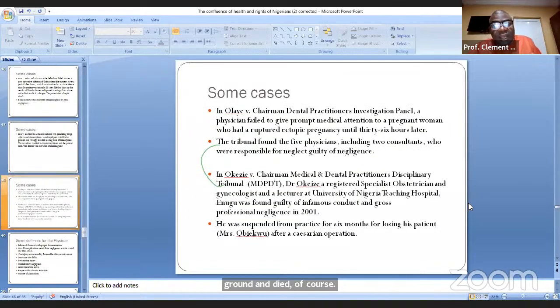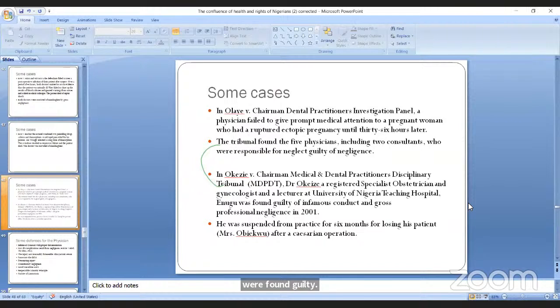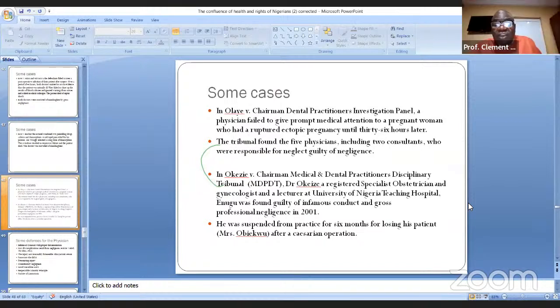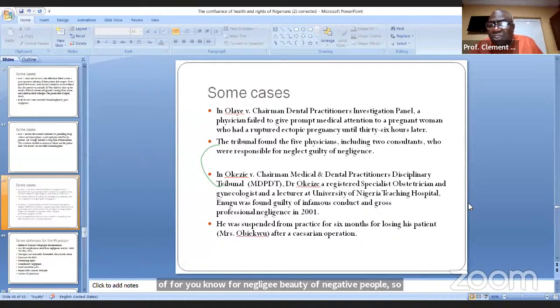In Olaye and MDCN, a physician failed to give prompt attention to a pregnant woman who was ill. The woman eventually died. The tribunal found 5 physicians, including 2 consultants, who were responsible for neglect, guilty of negligence, because they were the people. So this time, it was not just the consultant. Everybody in that team knew the woman was pregnant and needed closer monitoring, but they didn't offer that monitoring.